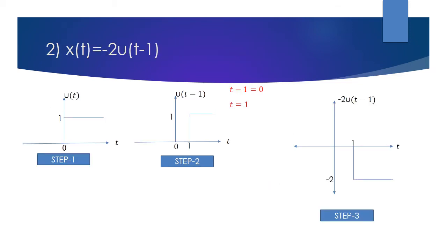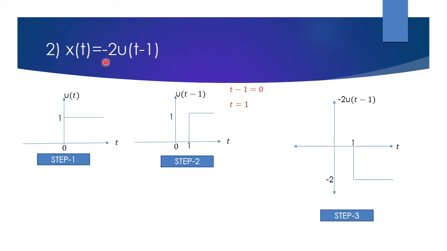So next problem, x of t is equal to minus 2 into u of t minus 1. So first you have to draw unit step function, that is u of t. So this is the graph for unit step function. Then u of t minus 1. So substitute t minus 1 is equal to 0. From this we have to calculate what is t. So t is equal to 1. Now in this time axis we are having only 0. So 0 plus 1 is equal to 1. Therefore your graph starts from 1.